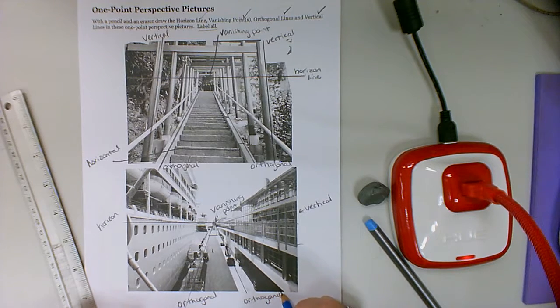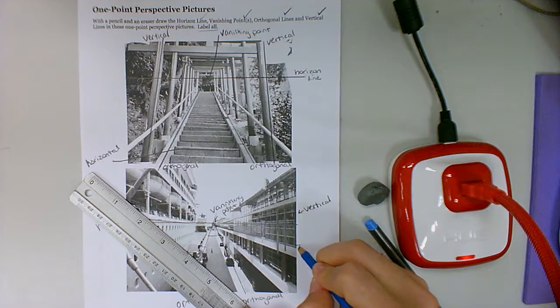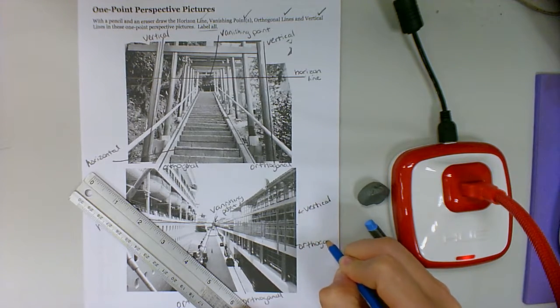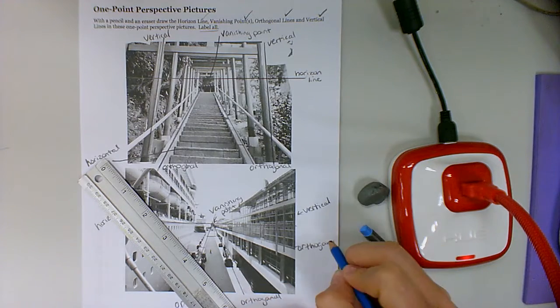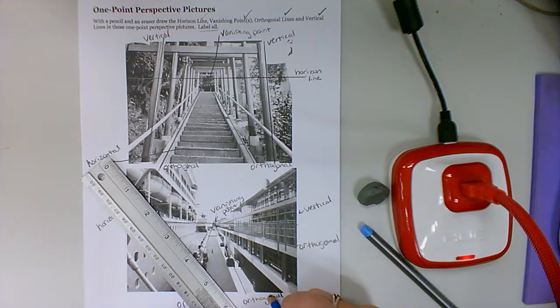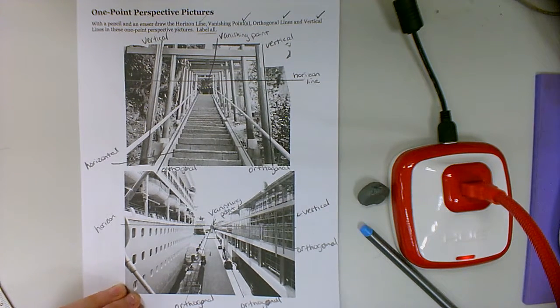At least do 2 orthogonal lines, 2 vertical lines, 1 horizon, 1 vanishing. You can do more orthogonal lines if you want. Orthogonal. This is supposed to be O's. But you only need to do 2. Alright, so in order to have this complete, your picture should look a little bit like this one. Alright, on to the next exercise.